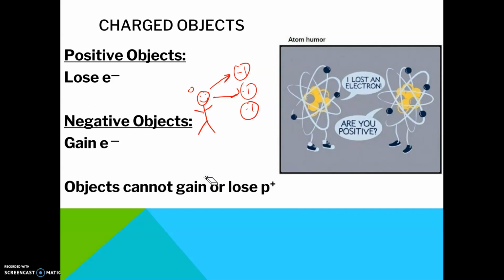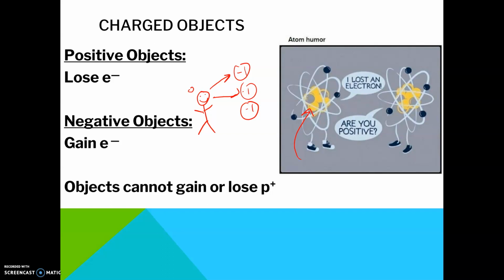Another key thing is that objects cannot gain or lose protons, okay, for 2 main reasons. 1, protons are bound to the nucleus, okay? They are confined in a tight area with a tremendous amount of potential energy in there, right? Nuclear energy. So you have this nucleus here. Think about these electrons as forming kind of like a cage around this nucleus, all right? They are going to protect the nucleus. It takes a tremendous amount of energy to go in and pluck one of those protons out from the nucleus.